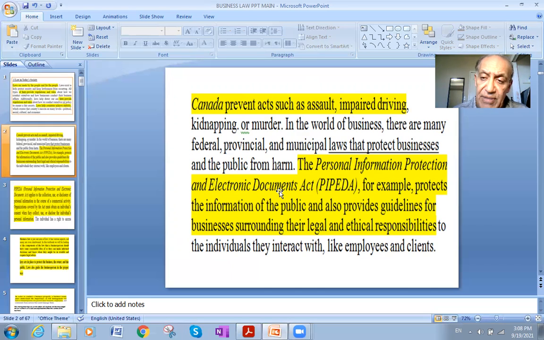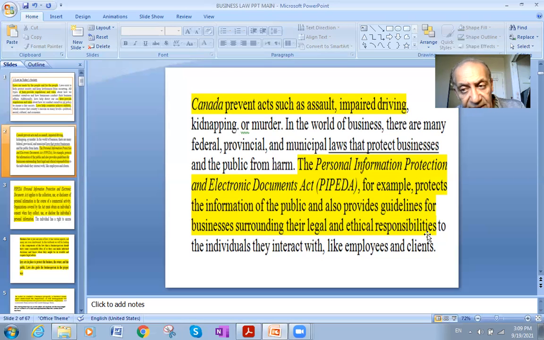The Personal Information Protection and Electronic Documents Act will help you to protect your information and also provide guidelines for businesses surrounding their legal and ethical responsibilities. It shows what the rights of everyone working at work are, what things should be done, and what things should not be done. Also, the way information is transferred, and how others will use your information, whether they misuse it or use it only to protect your rights.